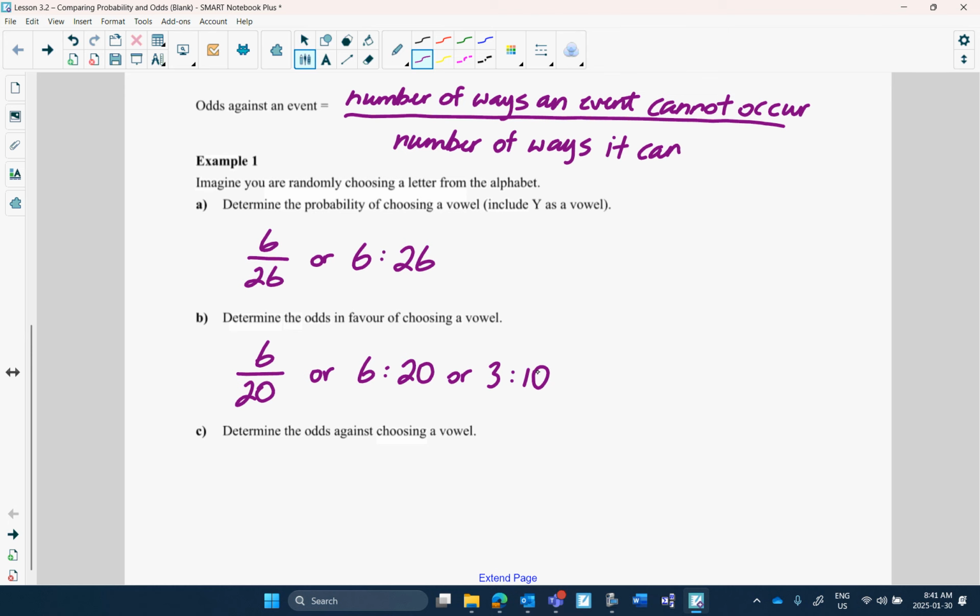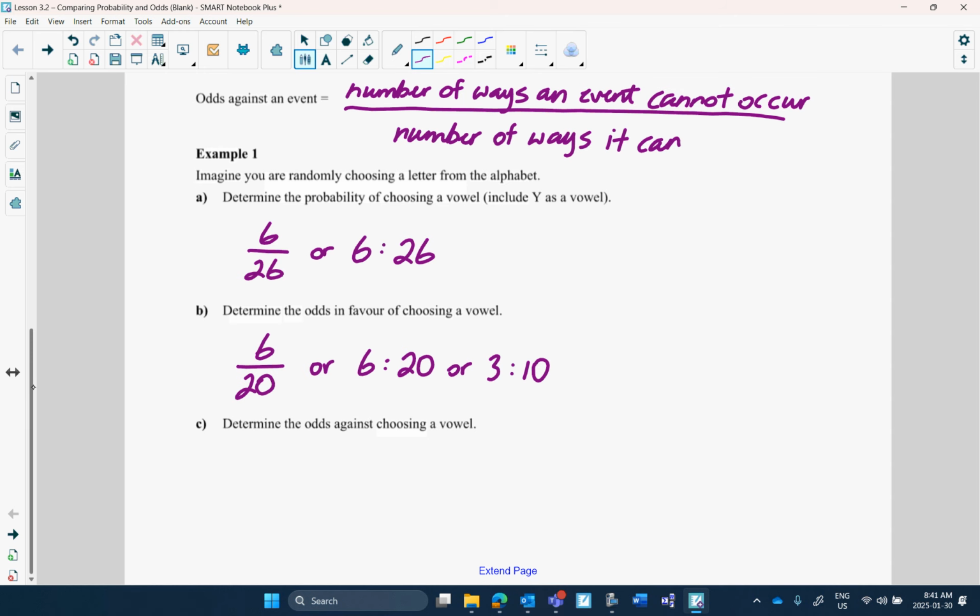See the difference between probability and odds. We don't use the same numbers. What would the odds against choosing a vowel be? 20 over 6. You just flip it. Or 20 to 6. Or 10 to 3.